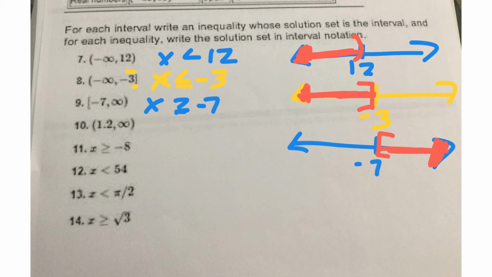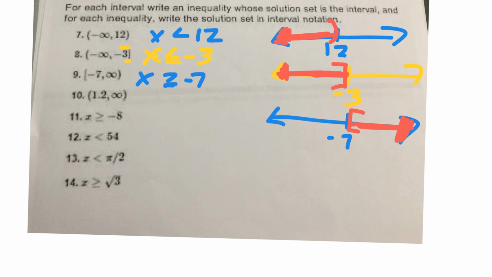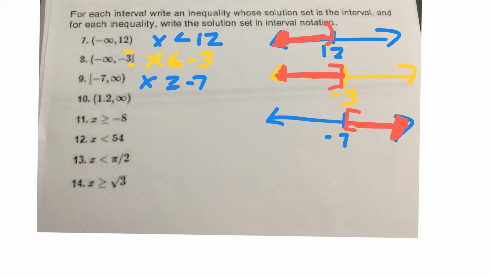Can I skip 10? Do you get the gist of those? 11. Now we've got x being bigger than or equal to -8. So it wants me to write that in interval notation. So what's my solution? All things bigger than or equal to -8. That means -8 is the smallest value that works.